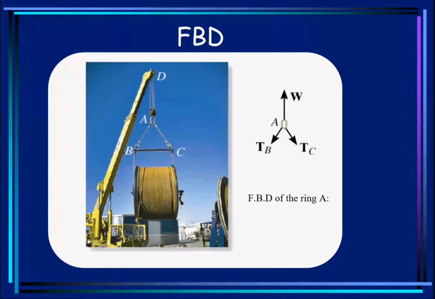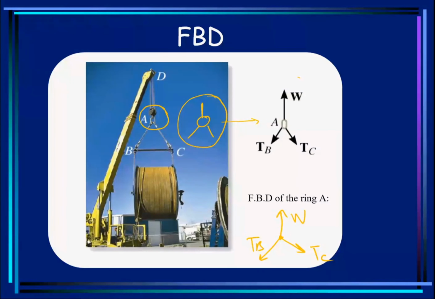Similarly, if you want to do the analysis on point A, the ring, you will draw a box or circle around A and cut it off from the surrounding. So this is basically my idealized version of the picture, and then I will draw a free body diagram. So the free body diagram of the ring would be something like this. That would be my W. This would be my TB, and this would be my TC. That is my free body diagram.